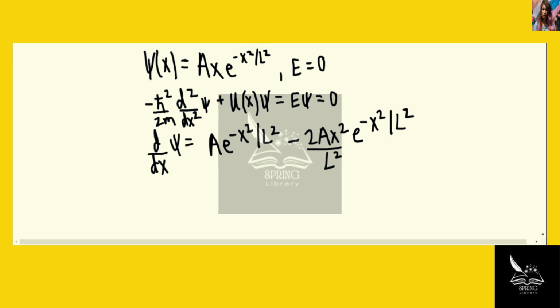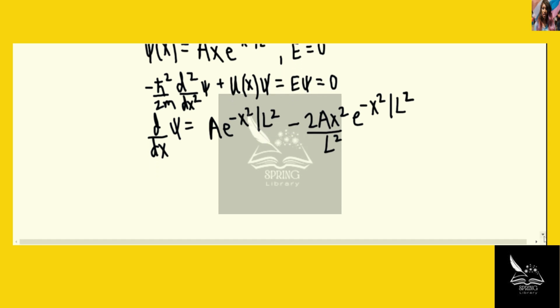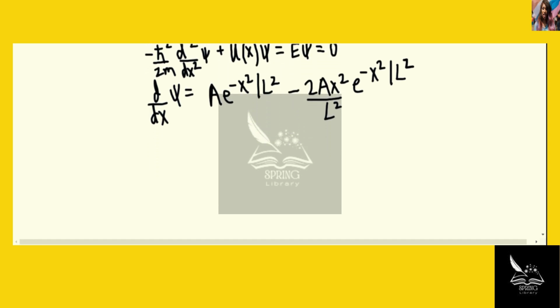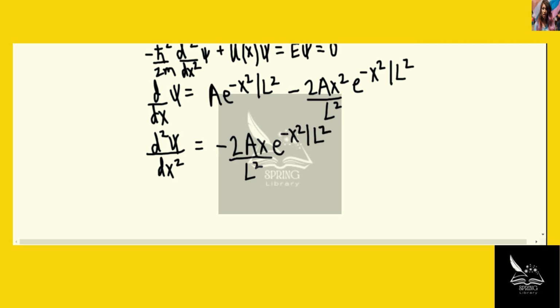Now we take the derivative of this, which is the second derivative. So we'll end up with three terms. We just take the derivative of the exponential, and now we have negative 2ax over L squared times the exponential e to the minus x squared over L squared.